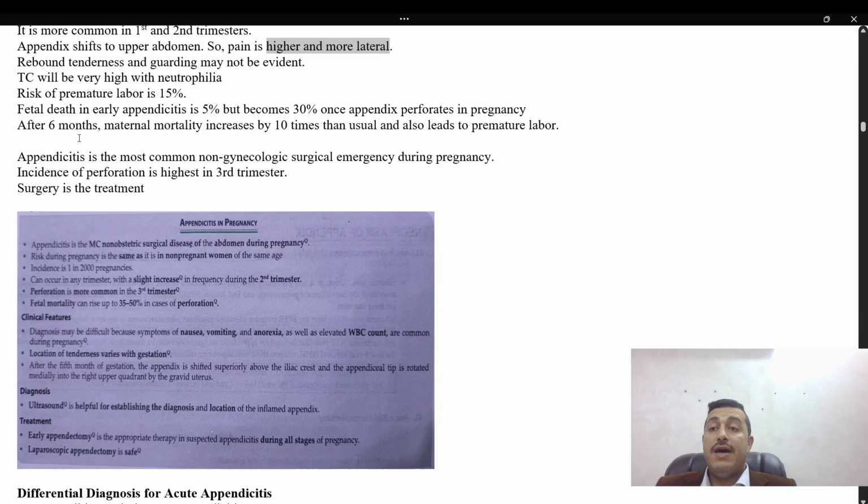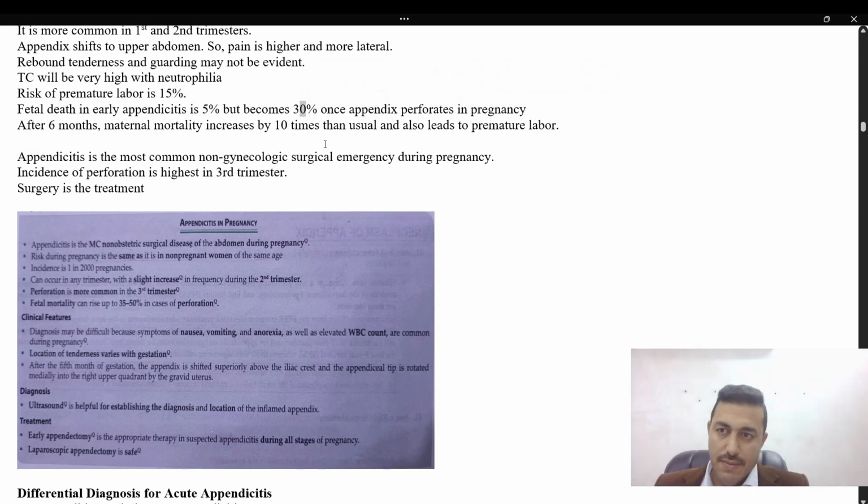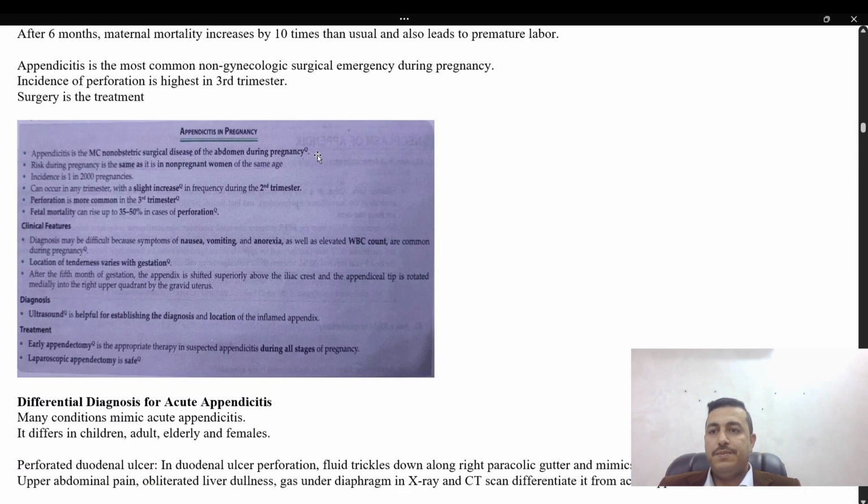Okay, risk for premature labor is 15%. Fetal death in early appendicitis is 5%. In perforated appendicitis, the risk is 30%. Okay.